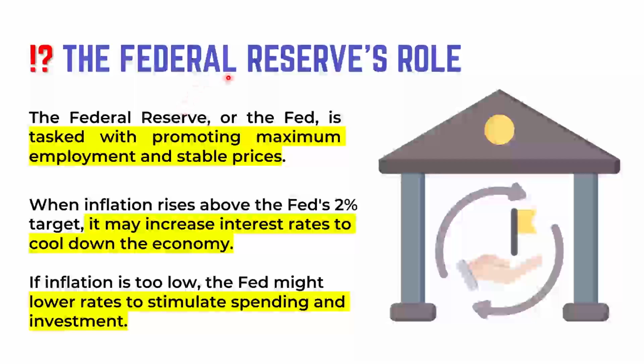The Federal Reserve's role. The Federal Reserve, or the Fed, is tasked with promoting maximum employment and stable prices. To achieve this, it closely monitors inflation indicators, particularly the PCE. When inflation rises above the Fed's 2% target, it may increase interest rates to cool down the economy. Conversely, if inflation is too low, the Fed might lower rates to stimulate spending and investment.